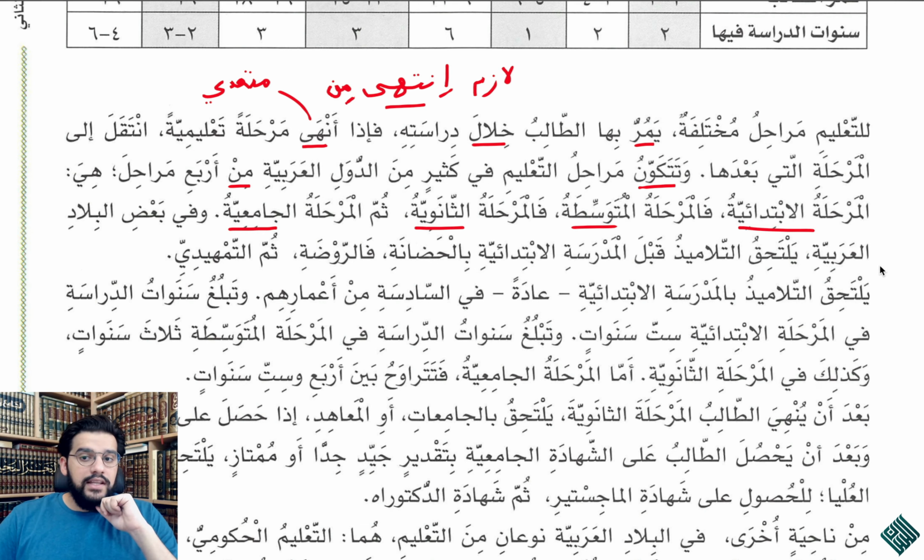وفي بعض البلاد العربية, in some of the Arab countries. Notice he used the word دول here, and here he used the word بلاد. دول is a جمع of دولة, which means a country. بلاد is a جمع of بلد, which also means a country. So the two words are pretty much interchangeably used.